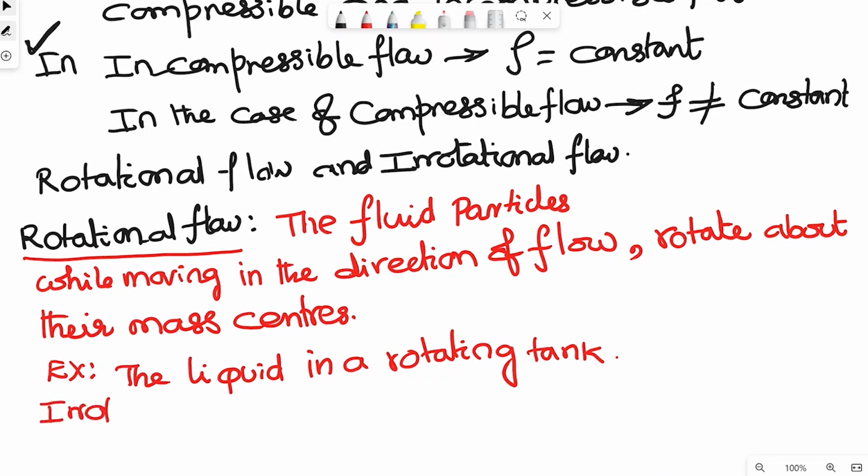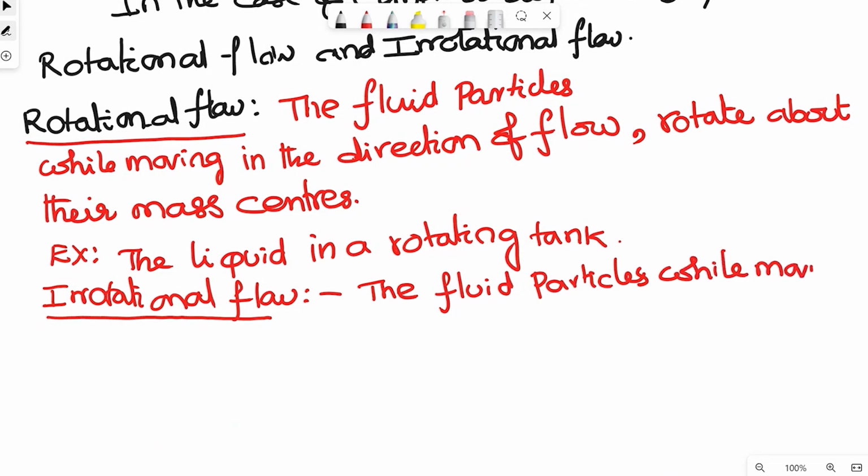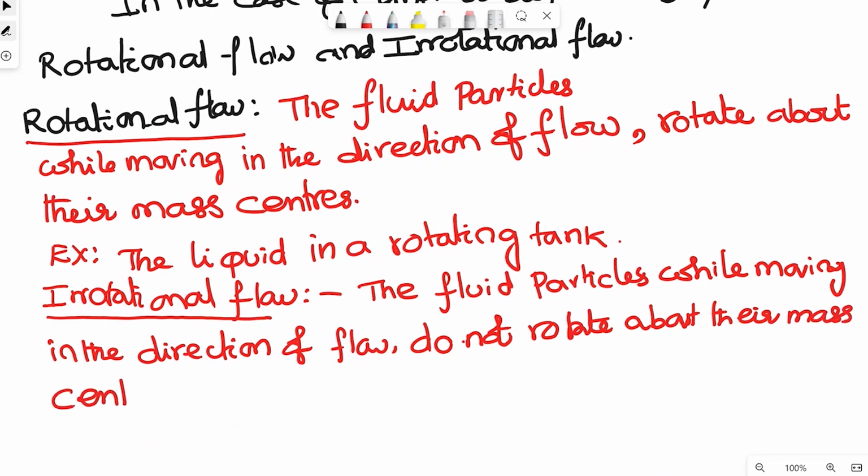Then irrotational flow. In case of irrotational flow, the fluid particles, while moving in the direction of flow, do not rotate about their mass centers. We can explain this through an example.